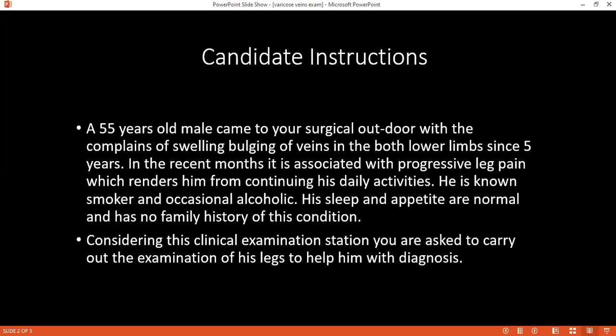Then I'm going to now start palpating. I'm going to start palpating along the distribution of the great saphenous vein, that is along the medial border of the leg up to the foot, and constantly look at the patient's face to see if there is any pain, if there is any tenderness around the area. I'm going to repeat the same along the distribution of the short saphenous vein, that is on the lateral border of the legs. Then I'm going to examine the popliteal fossa to see if there is any swelling.